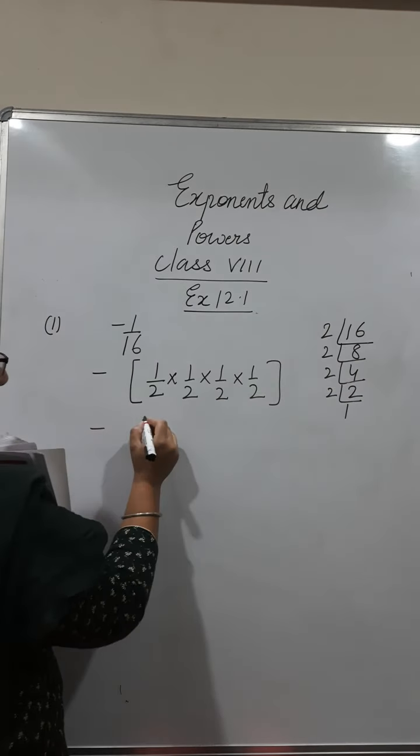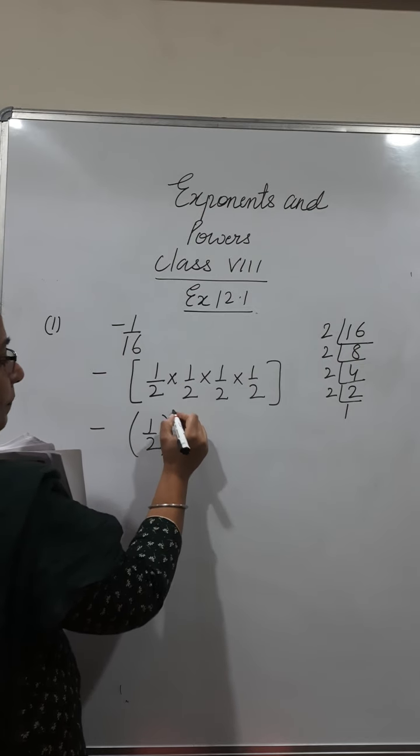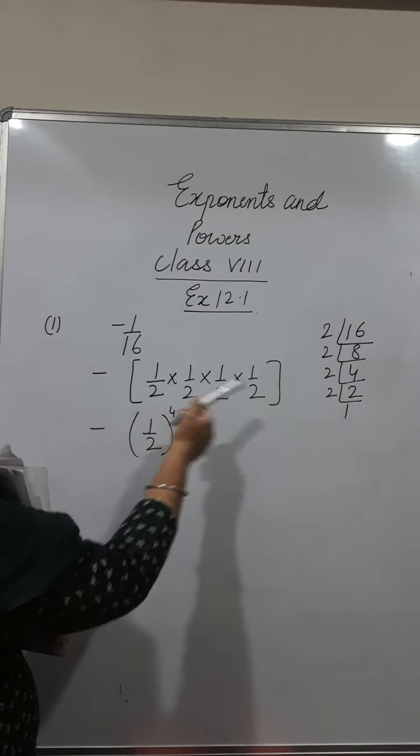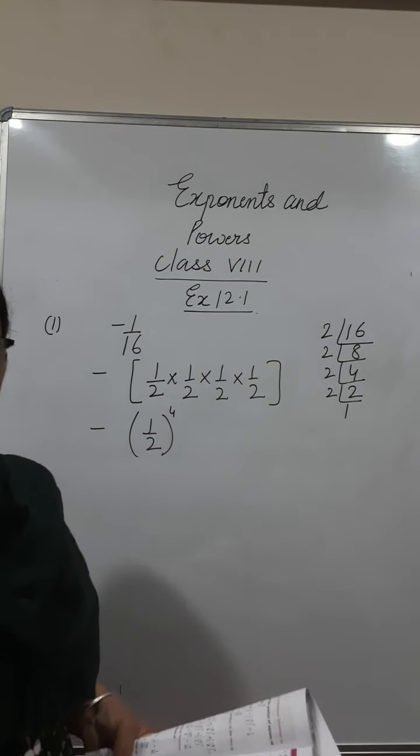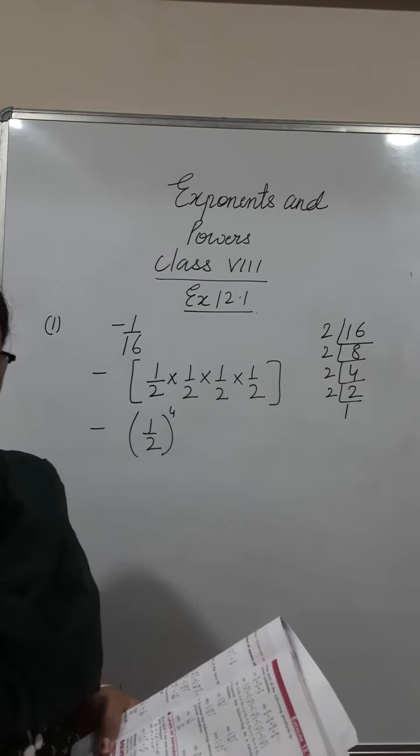So then you will get minus. Okay, how will you write it? 1 by 2 power 4, because you are getting this number 4 times. I did not take the negative sign inside. Can any one of you tell me why? Why didn't I take the negative sign inside?